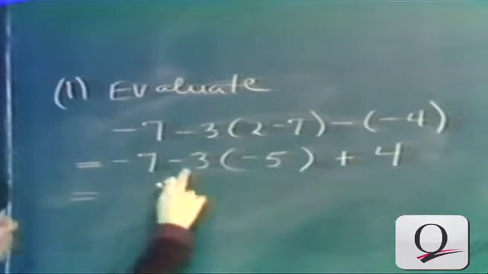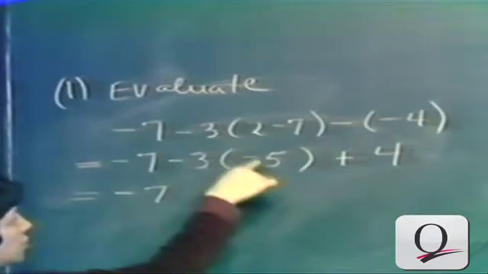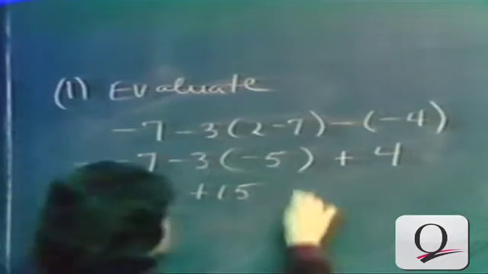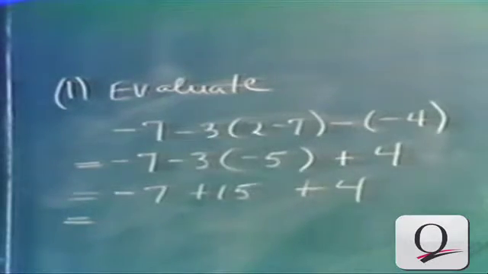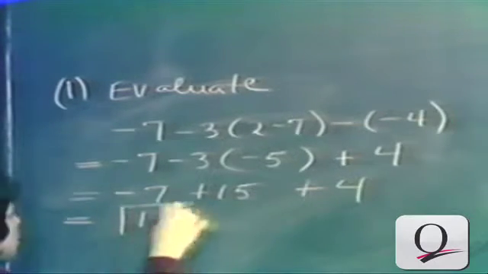Okay, once again, this multiplication will come first. So -7 minus 3 times minus 5 is plus 15 plus 4. Okay, 19 minus 7 for a final answer of 12.